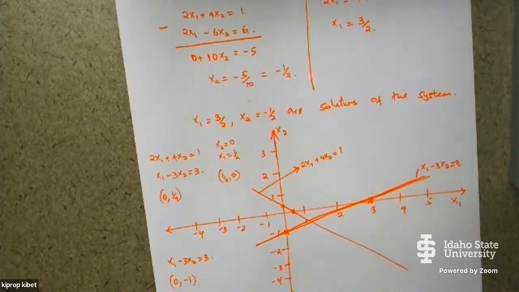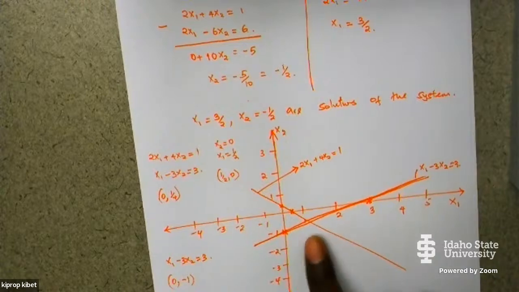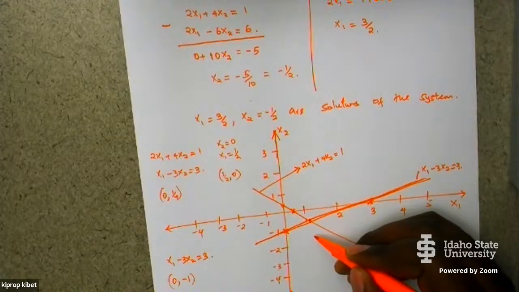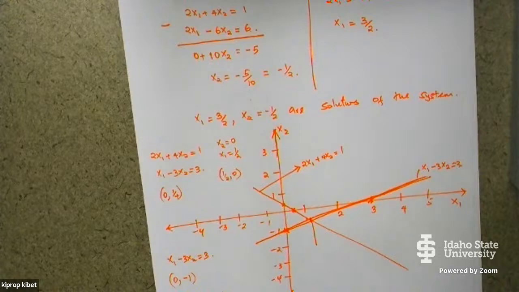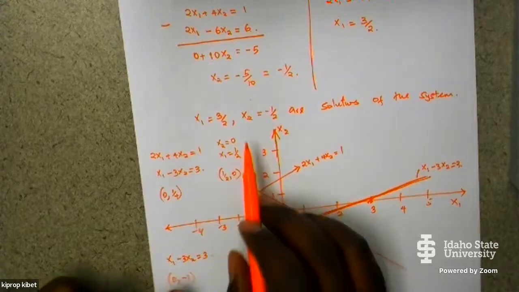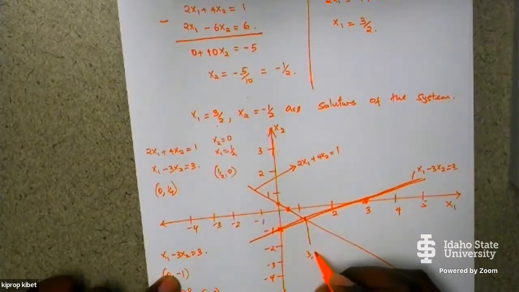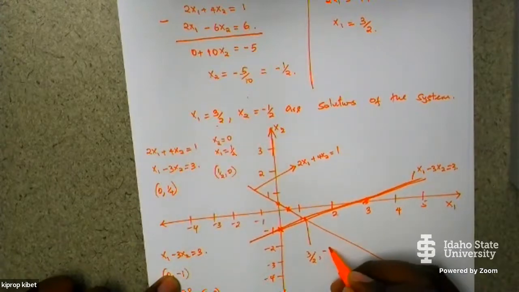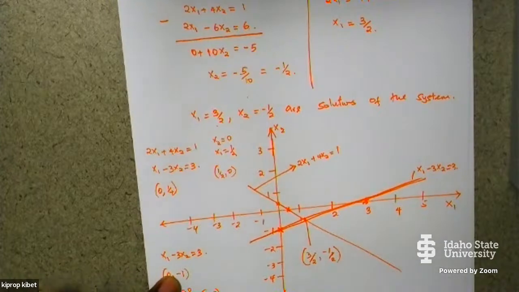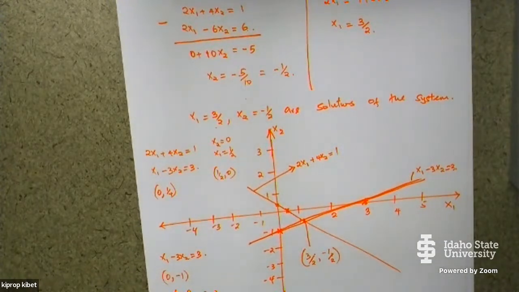Is x1 usually on the x-axis and x2 on the y-axis? Yeah, it can also work, so you can interchange. Where they meet, we have not drawn to scale, is the solution of that linear system. It should be 3 over 2 and minus 1/2. Where they meet is the solution of that system.